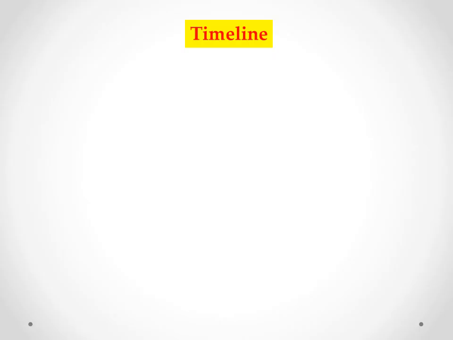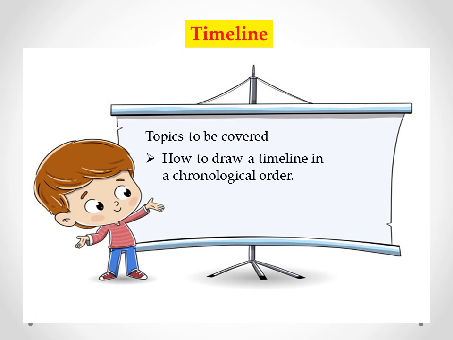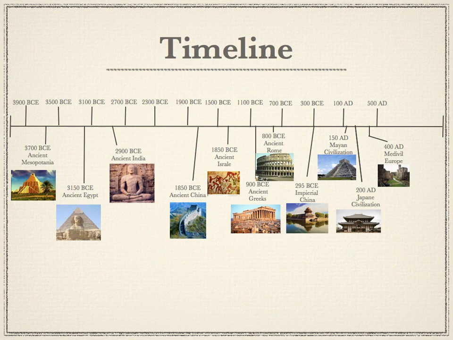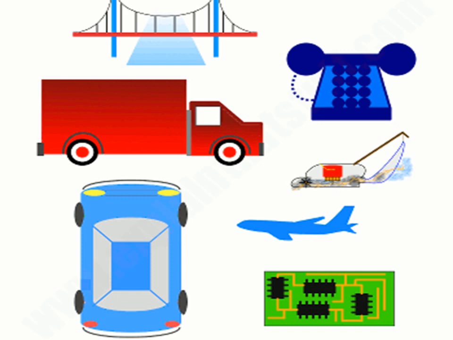In today's module, we will learn how to draw a timeline in chronological order and how to calculate events in a timeline. You can create a timeline for the years, months, days, or even for hours. A timeline can be of a person's life, events in history, inventions, or anything that shows information during the passage of time. Timelines can be fun and they are very easy to create.